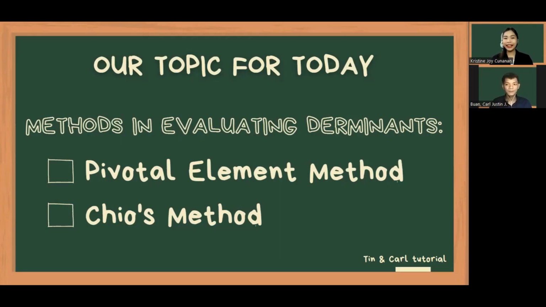So our topic for today is all about evaluating the determinants. First, we have the pivotal element method, and for the second one, we have Chio's method.